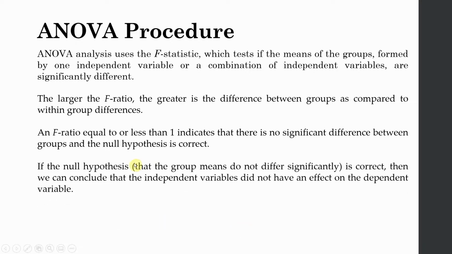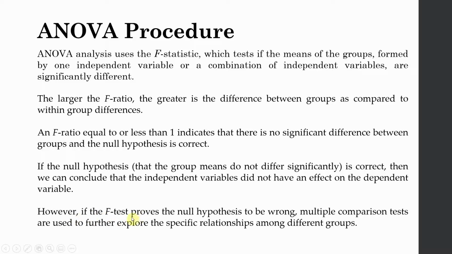If the null hypothesis that the group means do not differ significantly is correct, then we can conclude that the independent variable did not have an effect on the dependent variable. That is, the categorization did not affect the dependent variable. So whenever you are using one-way ANOVA or the independent sample t-test, the variable in which you are assessing the differences is your dependent variable. The categorical variable with two or three categories is your independent variable.